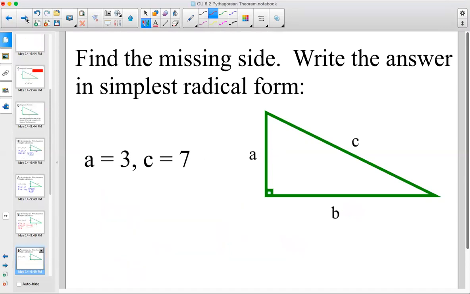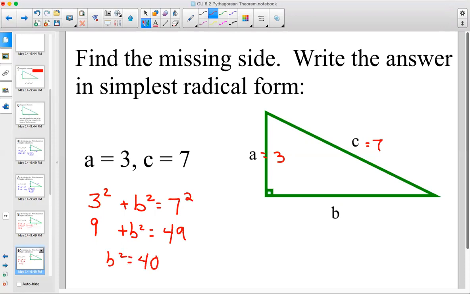All right. A equals 3 and C equals 7. So we got 3 squared plus B squared equals 7 squared. 3 squared is 9. 7 squared is 49. If I subtract 9 from both sides, I'll get B squared equals 40.